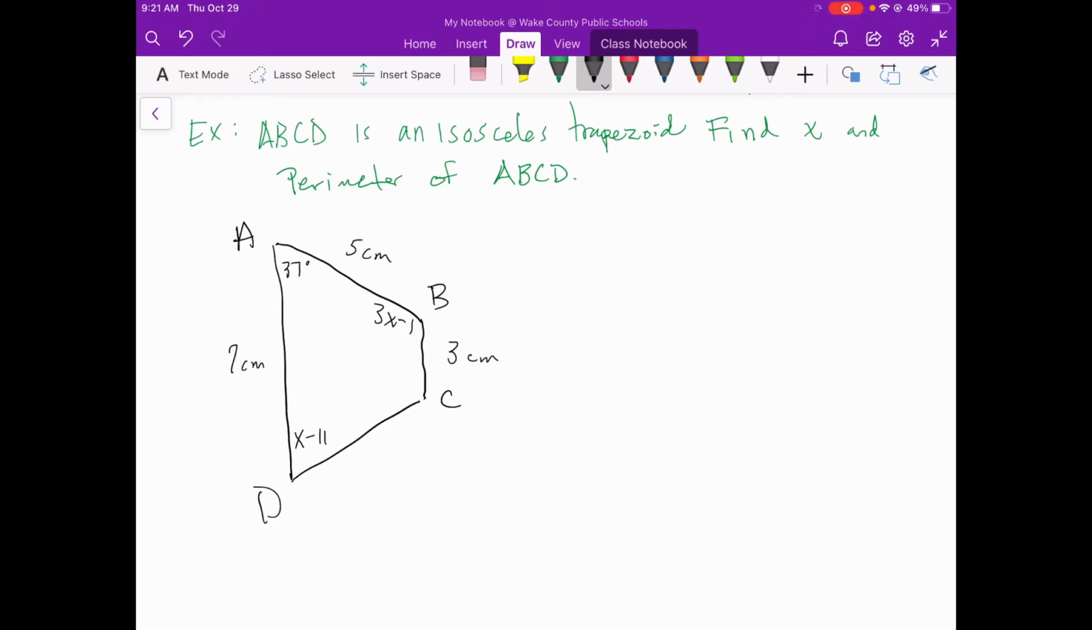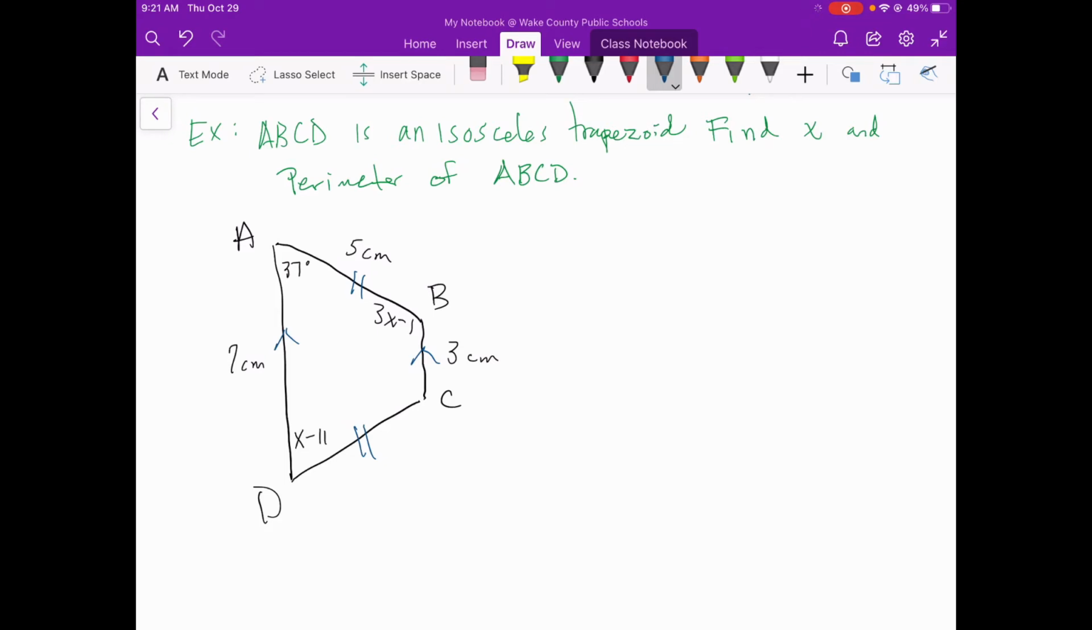Okay, so let's first talk about these angles. Well, remember, base angles in an isosceles trapezoid are congruent. So if you take a look here, these two sides that I'm marking with those slash marks must be my congruent legs. And that means the opposite sides here are the ones that are not congruent. Those are my parallel sides, or my bases.